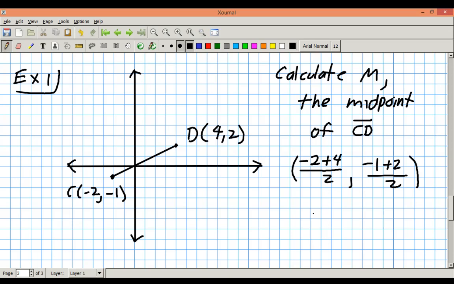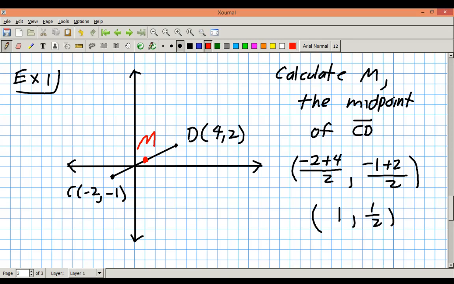And once we do the math on that, we will have the coordinates of point M, the midpoint of segment CD. So here we have the top is 2, so 2 divided by 2 is 1. Here we have the top of the fraction is -1 plus 2 is 1, divided by 2 is 1/2. So that point right there, 1 and 1/2, if I just estimate where that is, right there, that's going to be point M.